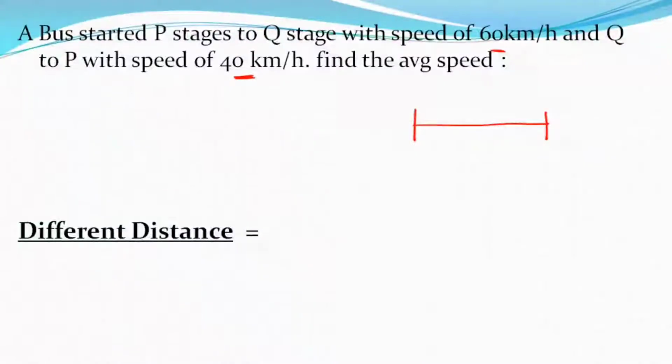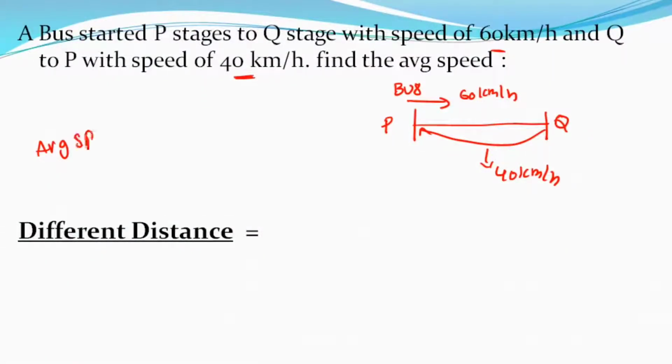So listen, guys. For example, P stage and Q stage. A bus started from P stage to Q stage with a speed of 60 km per hour and came back from Q stage to P stage with a speed of 40 kilometer per hour. Then find the average speed.